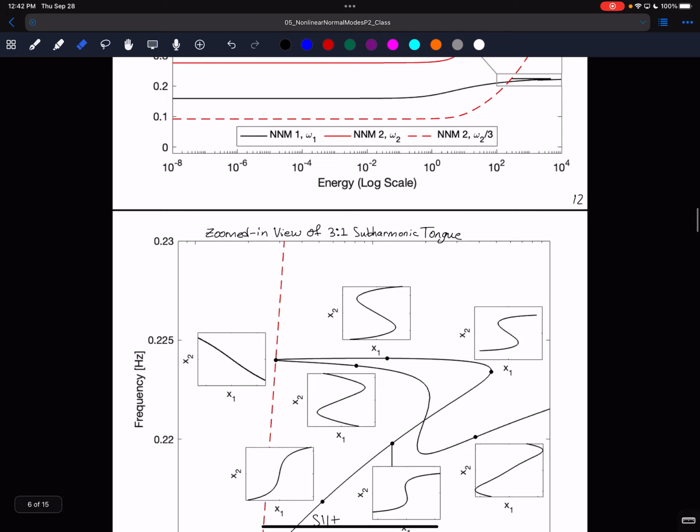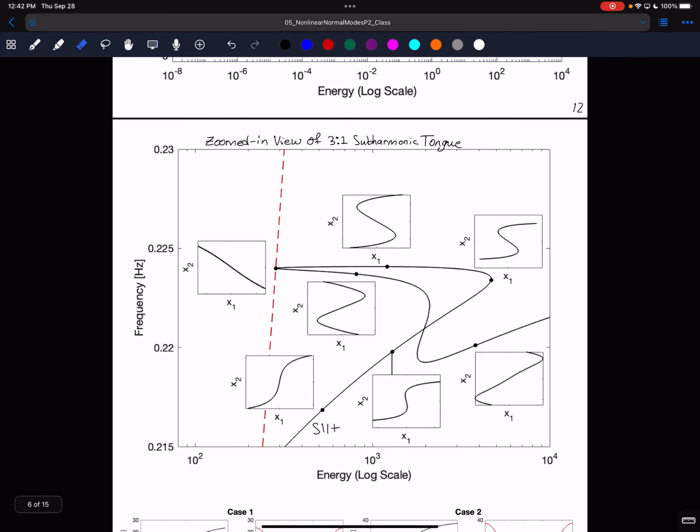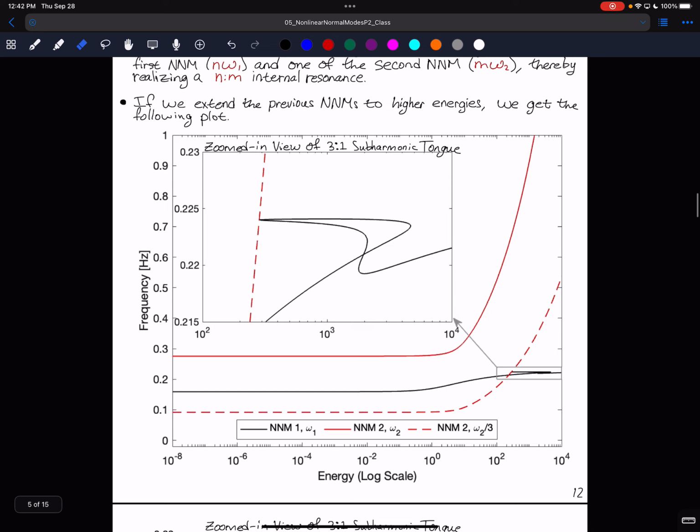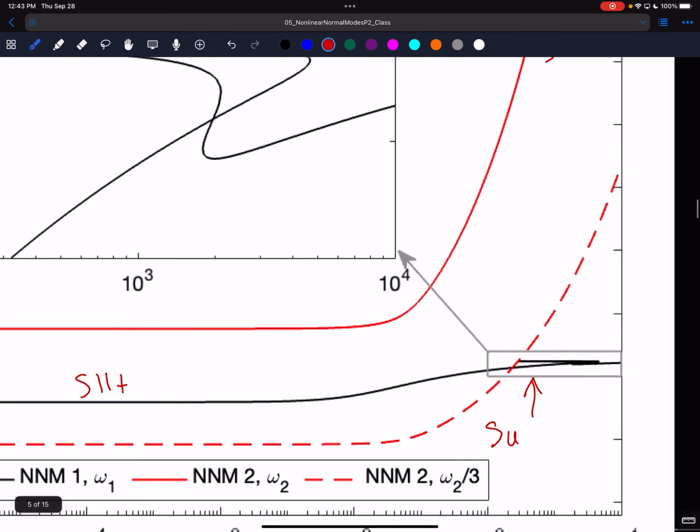Okay. If we take a zoomed in view of that subharmonic tongue shown here, and I'm not sure I labeled these things here. Actually, hold on, let's go back a page and add some labels. All right, so we again have this S11 plus branch in black. We have the S11 minus branch in solid red. This little gray box down here, this is where our subharmonic tongue is.